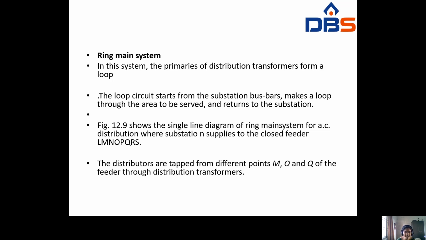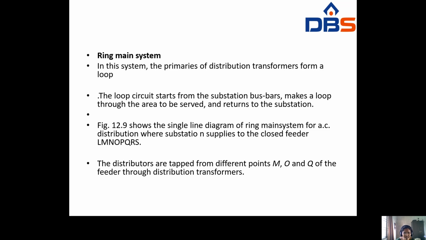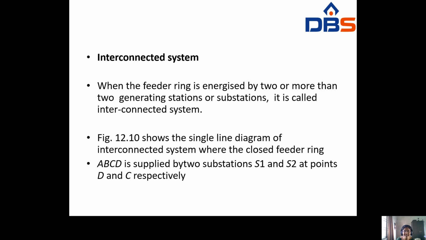This shows the single line diagram for the ring main system of AC distribution, where the substation supplies the closed feeder LMNOPQRS. Here it forms one closed loop, that is LMNOPQRSL. The distributors are tapped from the different points M, O and Q of the feeders through distribution transformers. So the distribution transformers are tapped from the points Q, O, M. This is the ring main system.